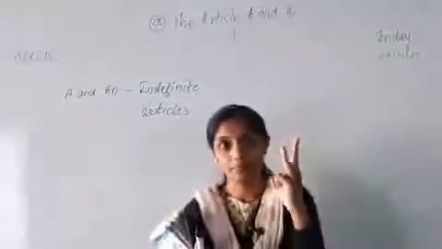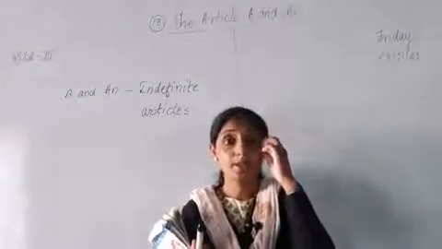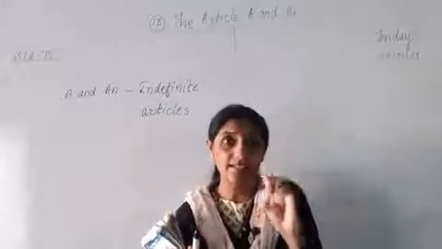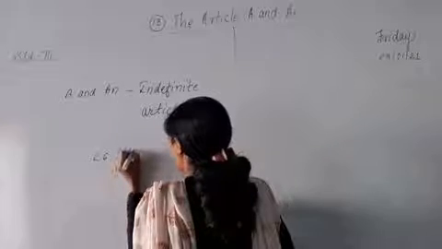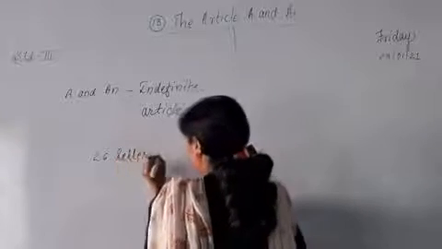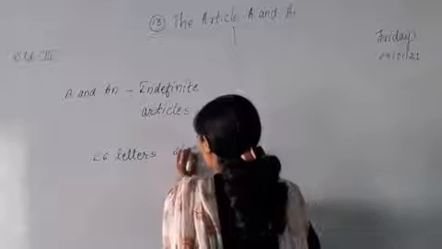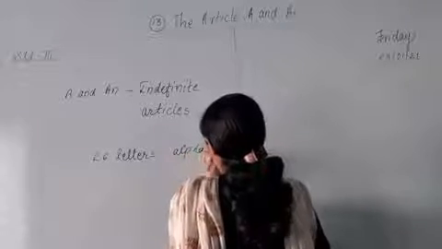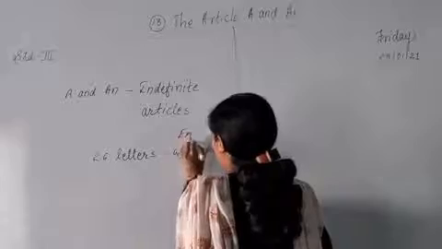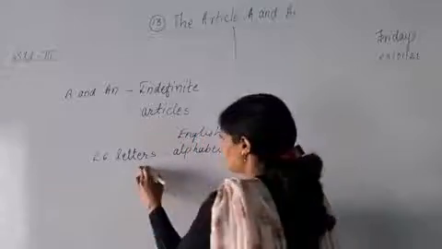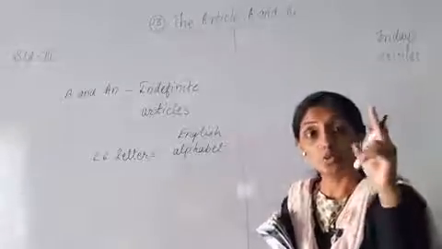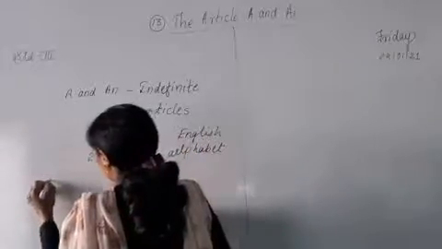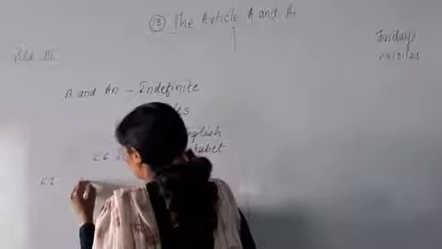There are a total of 3 articles. Before that, I want to tell you there are a total of 26 letters in the English alphabet. From these 26 letters, 21 letters are consonants.